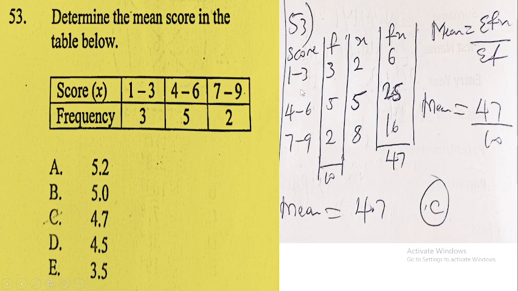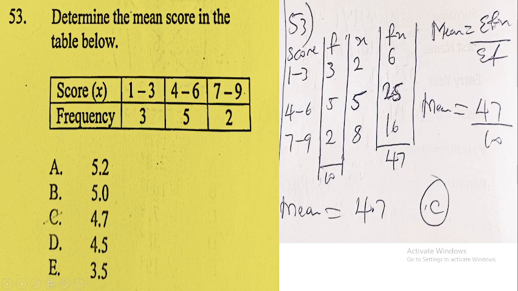1 plus 3 divided by 2, that gives us 2. 4 plus 6 divided by 2, that gives us 5. 7 plus 9 divided by 2 gives us 8. So we know our x now. We can find our fx. 3 times 2 gives us 6. 5 times 5 gives us 25. 2 times 8 will give us 16.